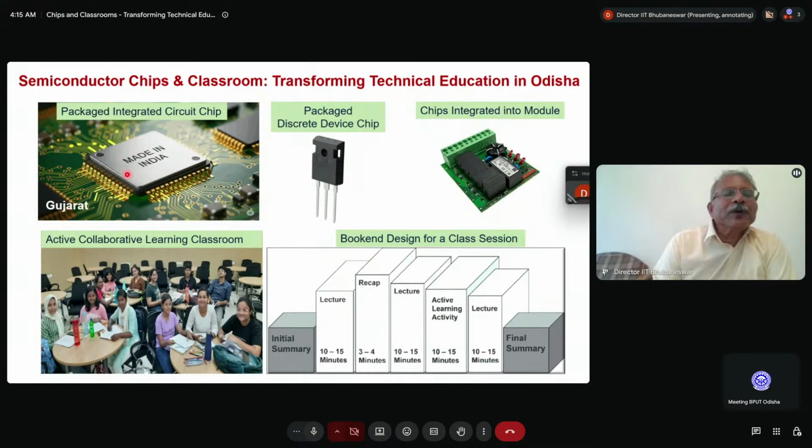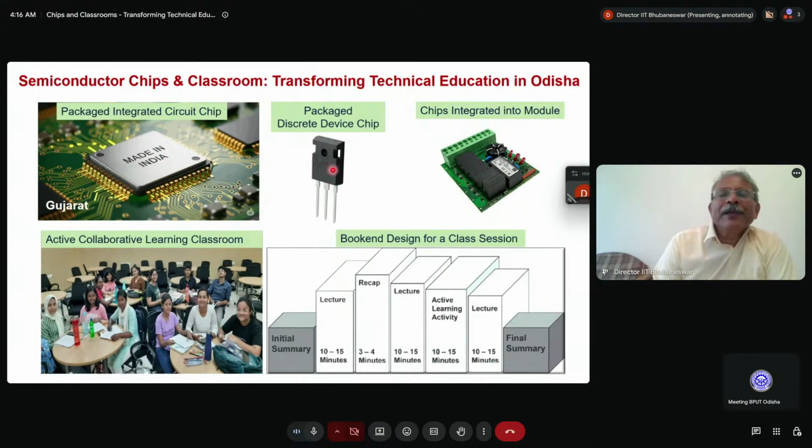Now this is a photograph which many of you would have seen. What is this? This is an integrated circuit chip. So the chip is inside this. Over the chip there is a package, and what you see is the package. It has connections on the sides to connect to the outside world. This is an integrated circuit chip in a package.